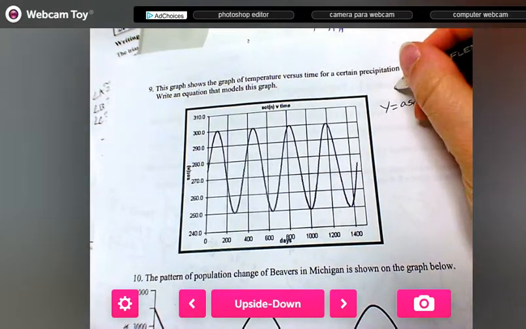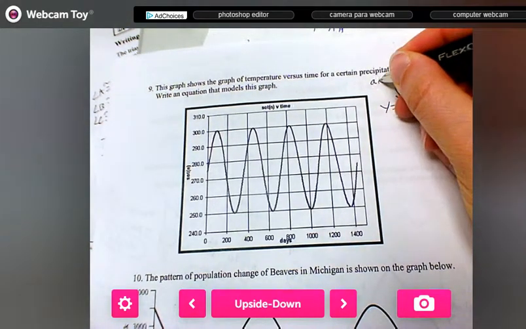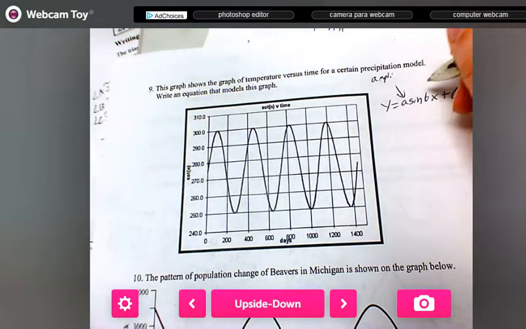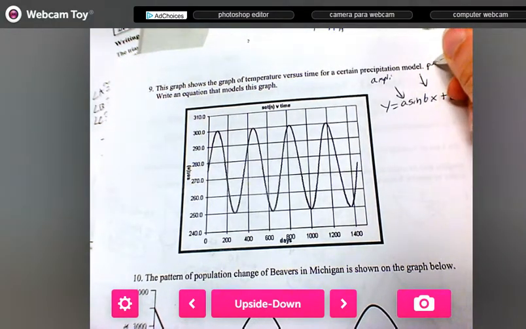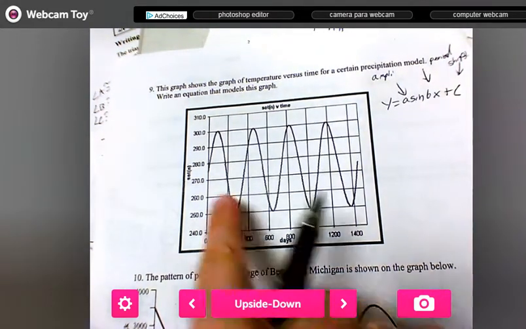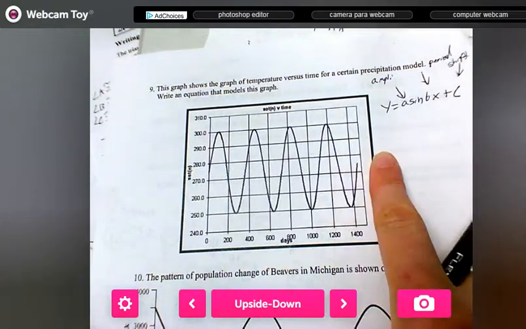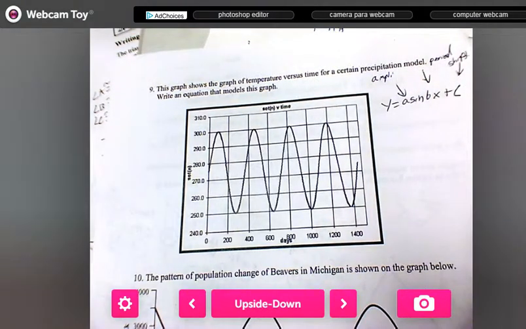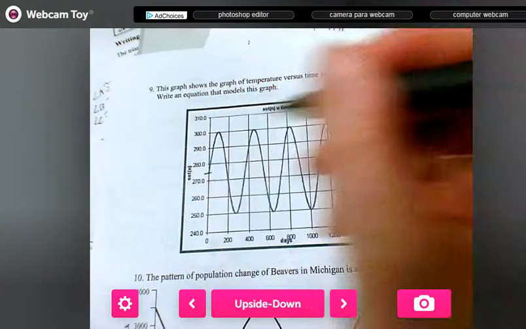Remember, A is your amplitude, how high it goes from the midpoint. B is the period. And C is the shift. Okay, so first thing I have to figure out is where my middle is. Now you can do this one of two ways. Right here, it's kind of showing where the middle is going to be.